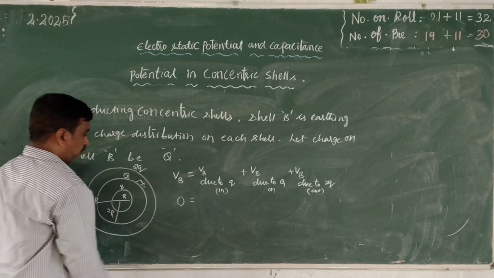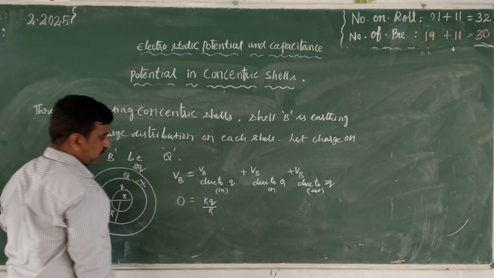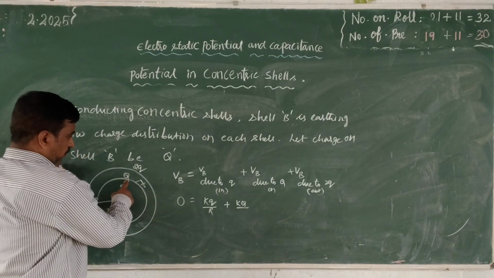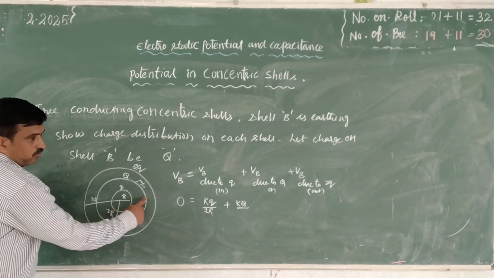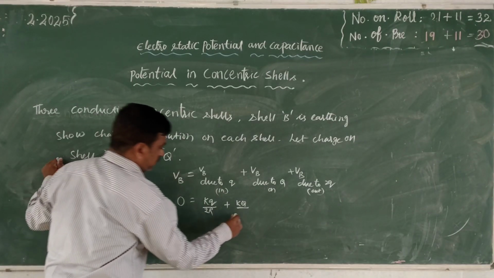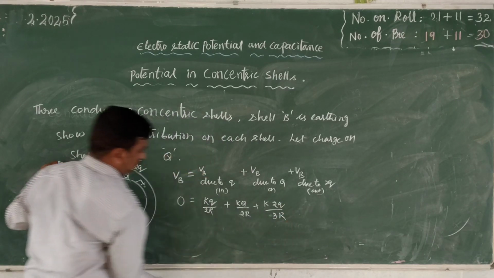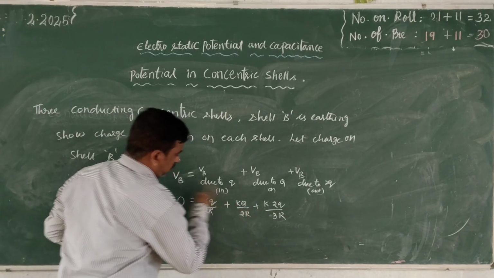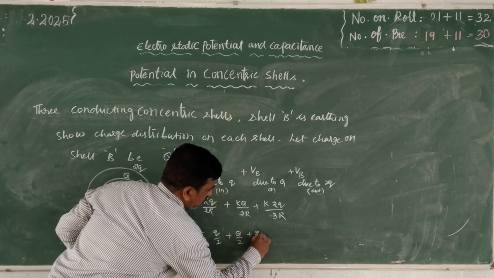The potential on B due to q is kq by r. Plus the potential due to capital Q on the surface, kQ by 2r, since from the surface the potential is the same, so we take radius 2r. The potential due to 2q, on the surface at 3r, is k2q by 3r. The total is 0. Taking k and r common, we get 0 equal to q by 1 plus Q by 2 plus 2q by 3.